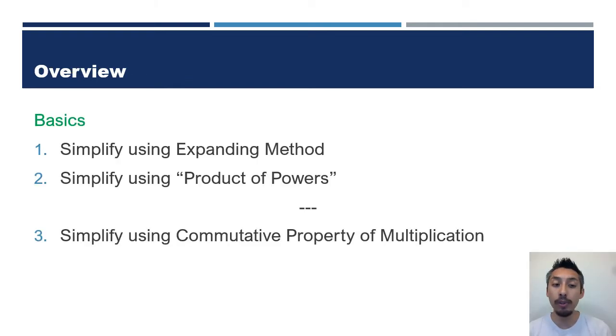Here is an overview of what we're going to be talking about in this lesson. Parts 1 and 2 are going to focus on basics. We're going to just establish a foundation, making sure that we understand the basics of what we are learning. And then in part 3, we're going to bring in something called the commutative property of multiplication and see how it relates to the things that we're going to be learning.